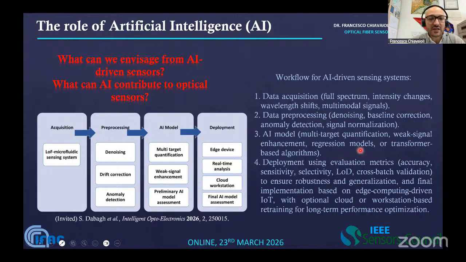And finally, the deployment, using evaluation metrics to effectively evaluate, with some calculated parameters, the robustness and the generalization of the model, up to the final implementation by using technology related to the Internet of Things and cloud stations, workstations, whatever, to have long-term performance optimization.